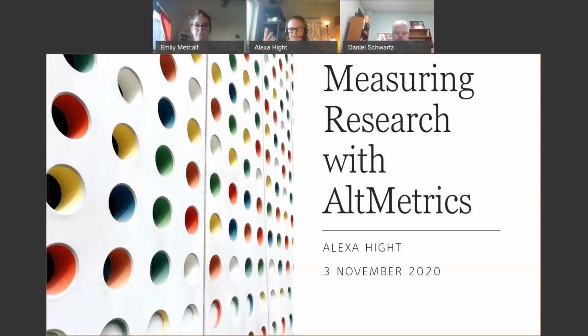Measuring research, particularly academic research. I'm going to go through the background, the historical timeline of how we've measured research up until this point, and then talk about what altmetrics are and how they're relevant to measuring research.